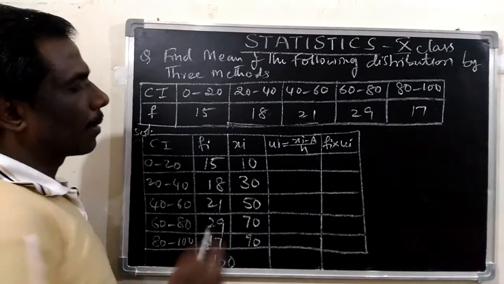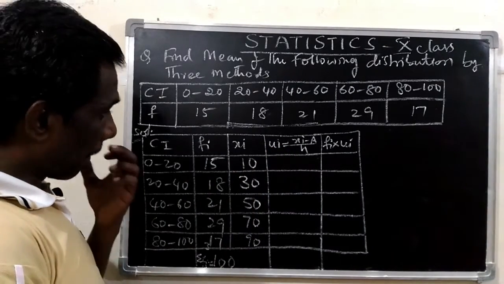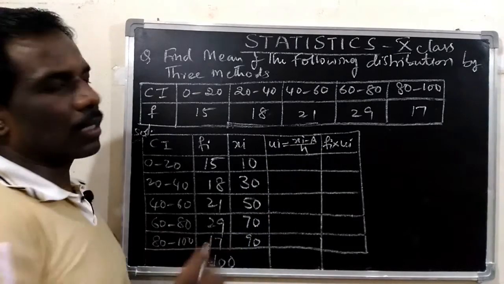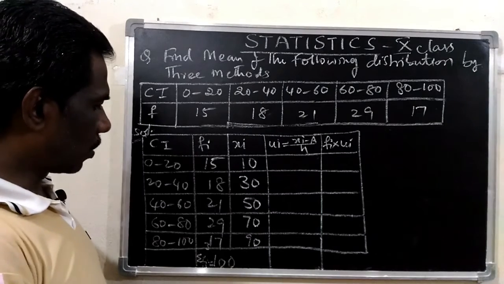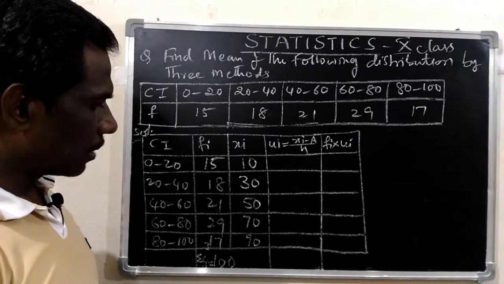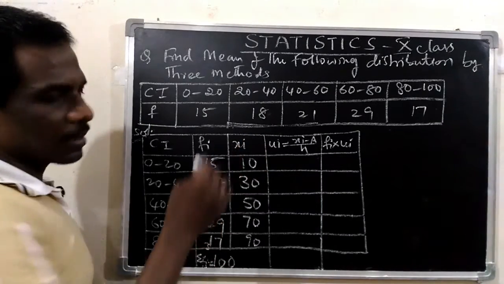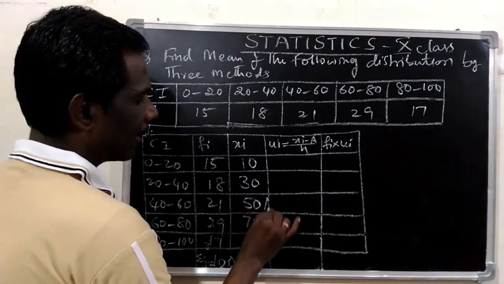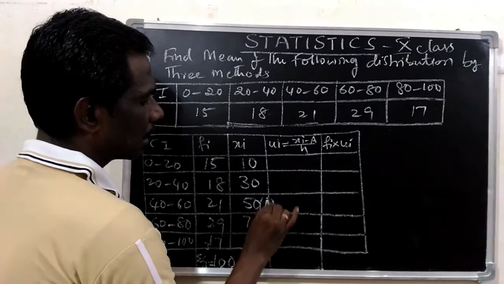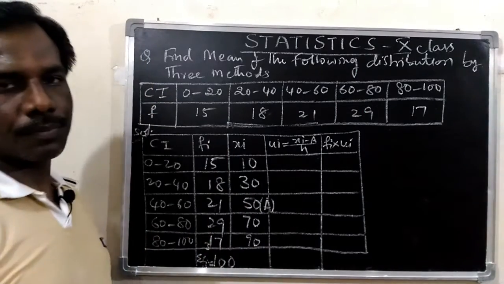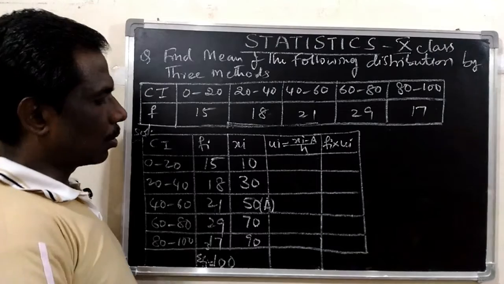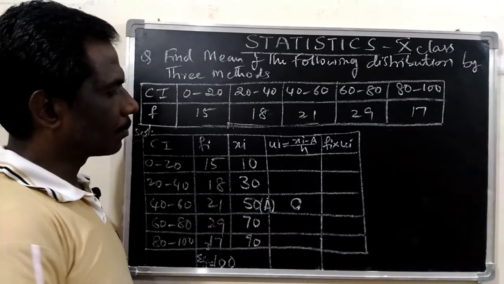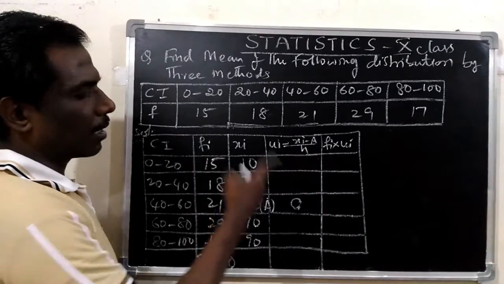Next we find the UI. So before we find the UI, we find what? A. So A will be selected from Xi. I am assuming A as 50 in Xi value. I told you already, UI value is always 0 in front of the A.